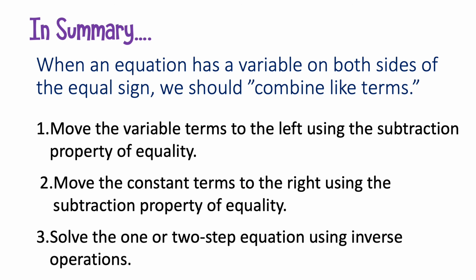In summary, when an equation has a variable on both sides of the equal sign, we should combine like terms. In other words, we're going to move the variable terms to the left. We use the subtraction property of equality. We move constant terms to the right using the subtraction property of equality. We then solve the one or two step equation using inverse operations. That's all.